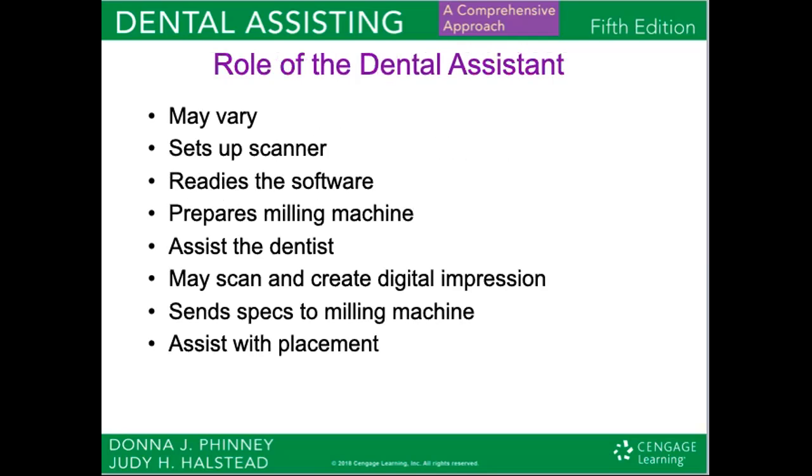So the role of the dental assistant may vary. It can be one, many, or all of these things. Number one, we can set up the scanner. We ready the software, get it prepared with the patient's name, all information, what tooth number we're working on, and the shade of the tooth as well. We can prepare the milling machine by placing the appropriate shaded block or appropriate sized block inside the machine to be carved into a crown.